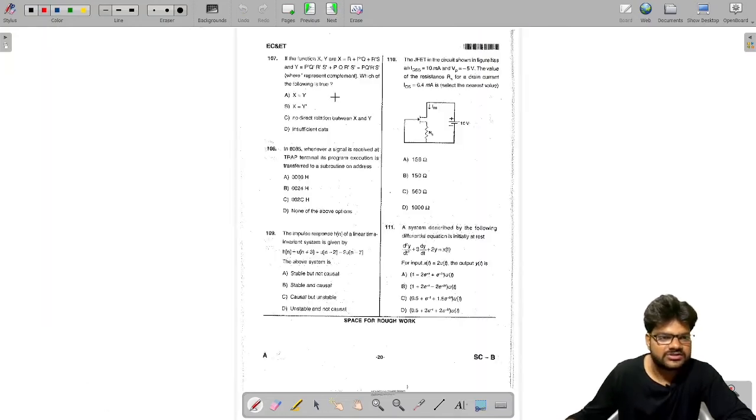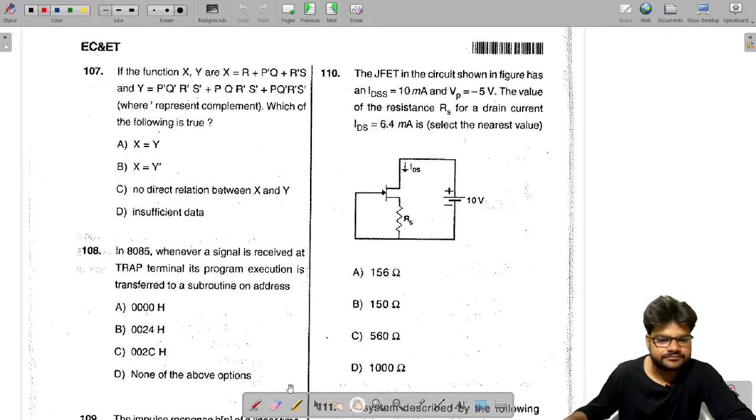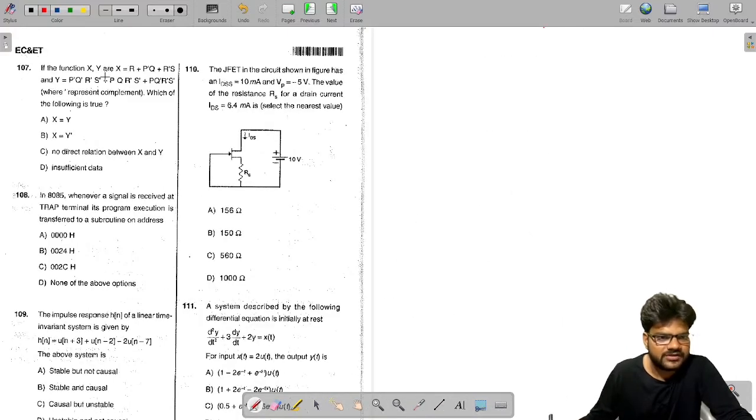Let's go to the next, and next question is from digital. It is question number 107. So the question is, if the functions x, y are x equals to this, y equals to this, and we have to find out relation between x and y. So the same question was asked in NIELIT 2021 also.